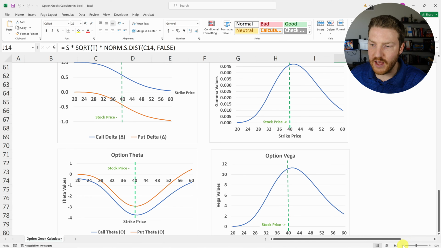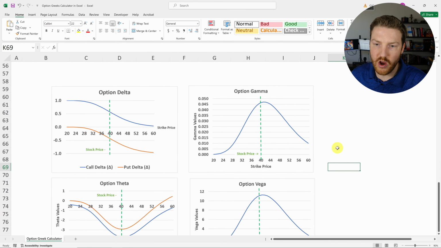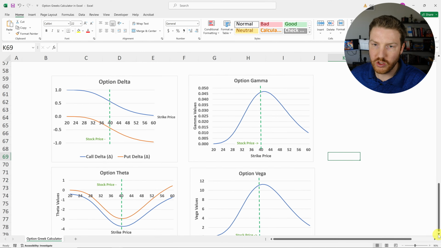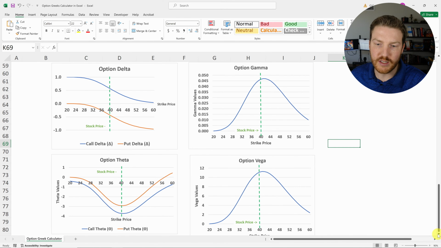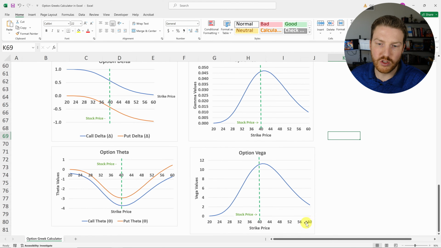And one thing you'll notice is that option Vega looks very similar to option Gamma. So these graphs are nearly identical. And so we're plotting all of the strike prices, and then we're plotting our Vega values on that y-axis. You'll see I put the green line for the underlying stock price at $40, and you'll see option Vega is highest when the options are at the money. As you get further and further away from the underlying stock price with your strike prices, Vega gets near zero in these tails.